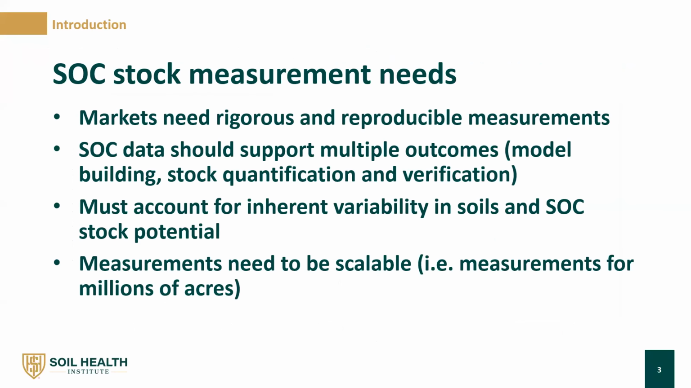So this really brings up some of the key challenges for soil organic carbon stock measurements, particularly when we're thinking about developing soil carbon markets. These measurements need to be rigorous and reproducible, but they should also support multiple outcomes, right? Often we see measure and modeled approaches being used in conjunction for carbon marketing. So stock data needs to support multiple outcomes. And like we showed in the last slide, these stocks need to account for the inherent variability in soil organic carbon stock potential. And lastly, I think this is the piece that's often been underrepresented, these measurements need to be scalable. We need to really have measurements that are viable, not for maybe hundreds or thousands of acres, but hundreds of thousands of acres or millions of acres.